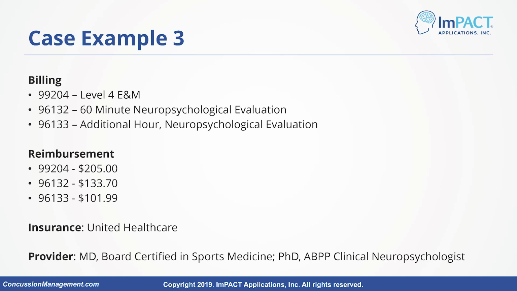In this case, we billed a 99204, which is a level 4 E&M because of the complexity, 96132 for 60 minutes of neuropsych, and then a 96133 for an additional hour of neuropsych evaluation. We recovered on the 99204, $205, and then 96132 was $133.70, and 96133 was $101. And this was United Healthcare.